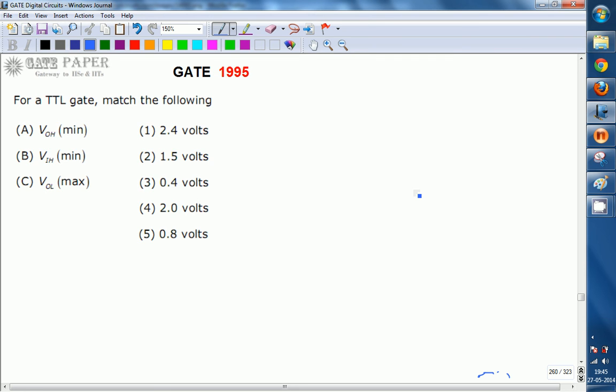Hello, we are discussing the GATE 1995 ECE paper, and the question is related to digital circuits. For a TTL gate, match the following. A, B, C are given as VOH minimum, VIH minimum, VOL maximum, and those three parameters should be matched with the given values.